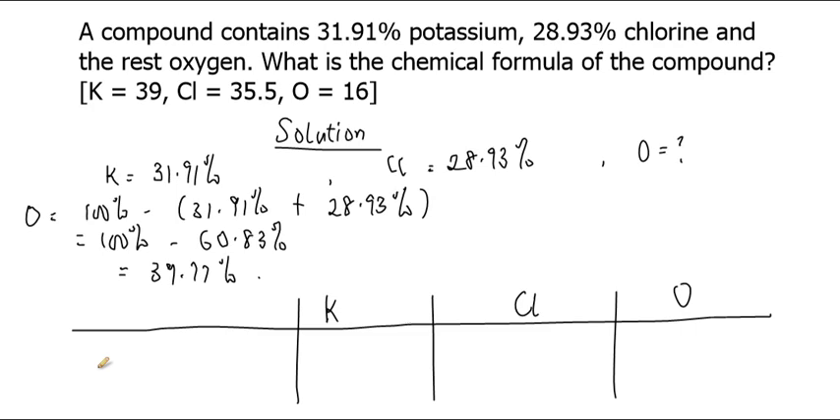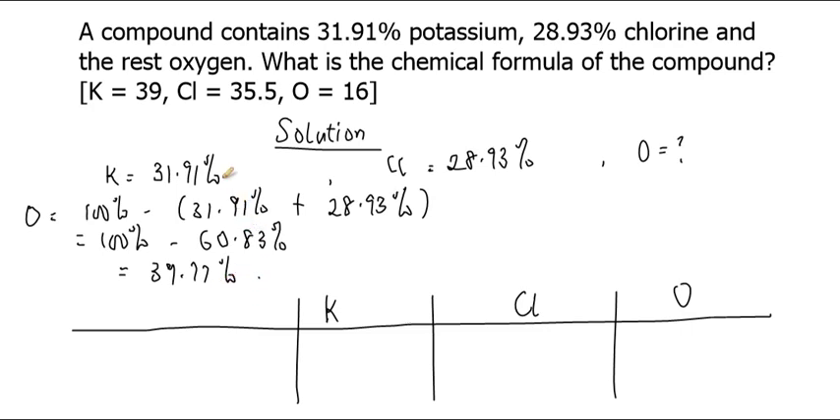Another thing to note is that the mass is not given, we're only given the percentage composition. So since we are given the percentage composition, we can take the whole of the compound, which is 100%, to also be 100 grams. So if the whole of the compound is taken to be 100 grams, definitely the percentage of potassium, which is 31.91%, will be equivalent to 31.91 grams. Chlorine will also be 28.93 grams, while oxygen will be 39.77 grams.